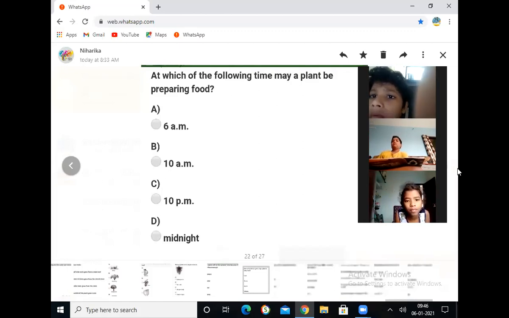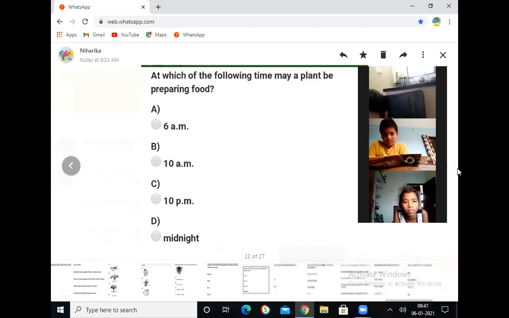Yes, 10 a.m. is the correct answer. While preparing the food, we need the sunlight. Sunlight is correct. Time is correct, 10 a.m. From 10 a.m. to afternoon 3 to 4 p.m., the plant will prepare the food. Most of the time, food preparation in the plant starts at 10 a.m. and ends at 4, maximum 4.